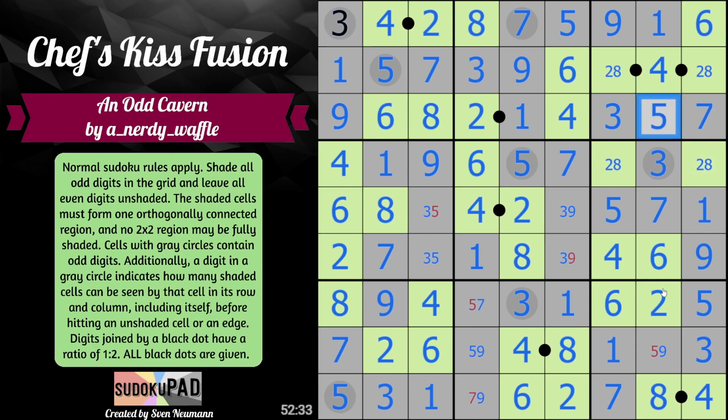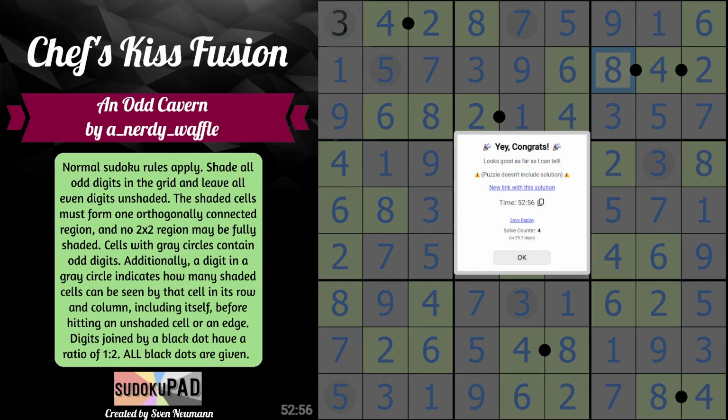7, 5, 9, 5, 7, 9, 3, 9, and 3, 5. And then finally, to finish off our puzzle, we have our beautiful negative constraint, placing an 8 here, a 2 here, a 2 here, and finally an 8 here. And we are done.